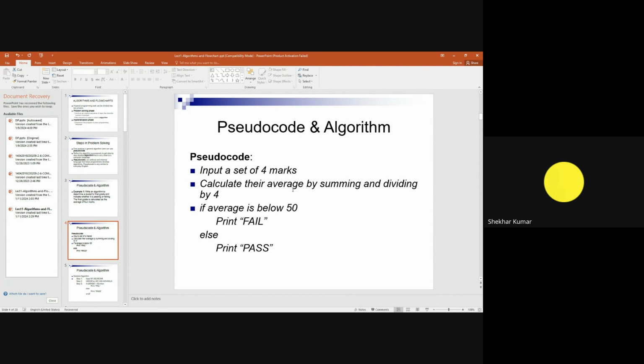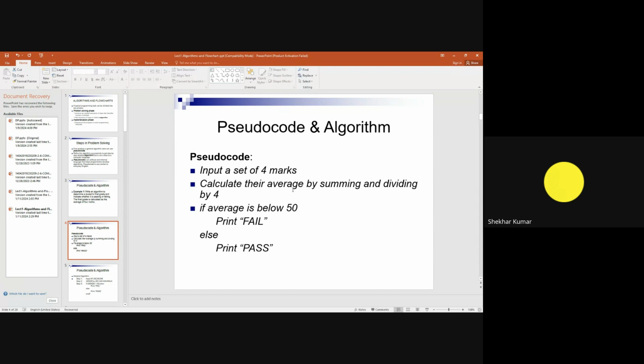It is an artificial and informal language that helps programmers develop the algorithm. With this pseudocode, a programmer can understand what he should do in the first step. He will enter the marks of 4 subjects. What will we do in the next step? In the next step, he will find out the average.